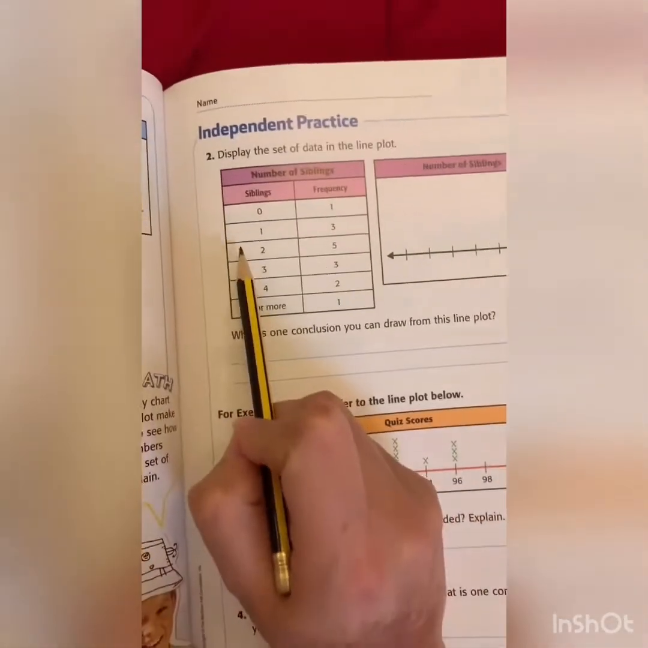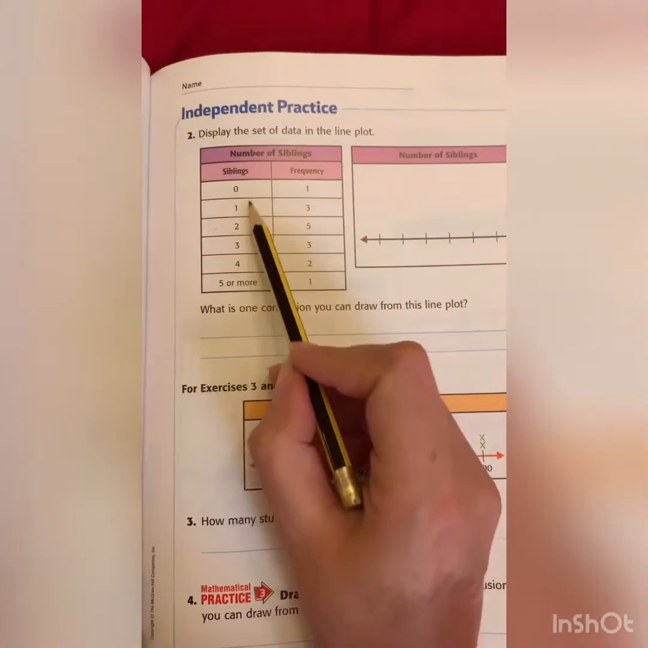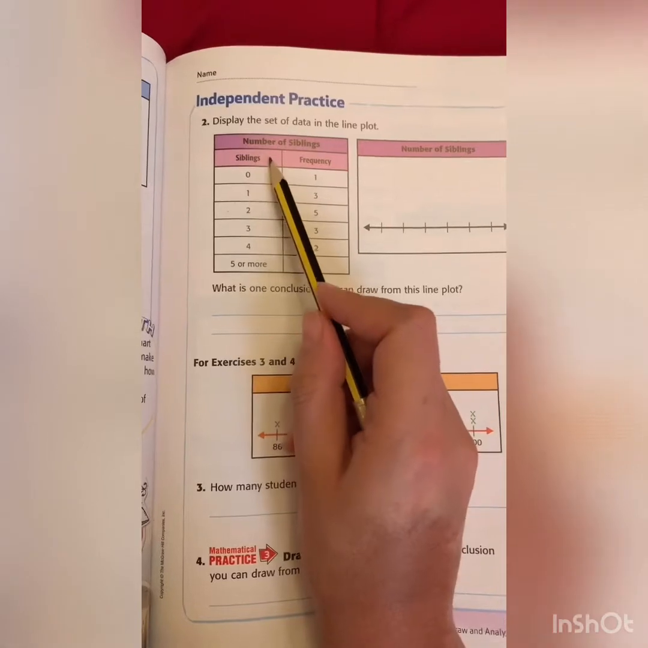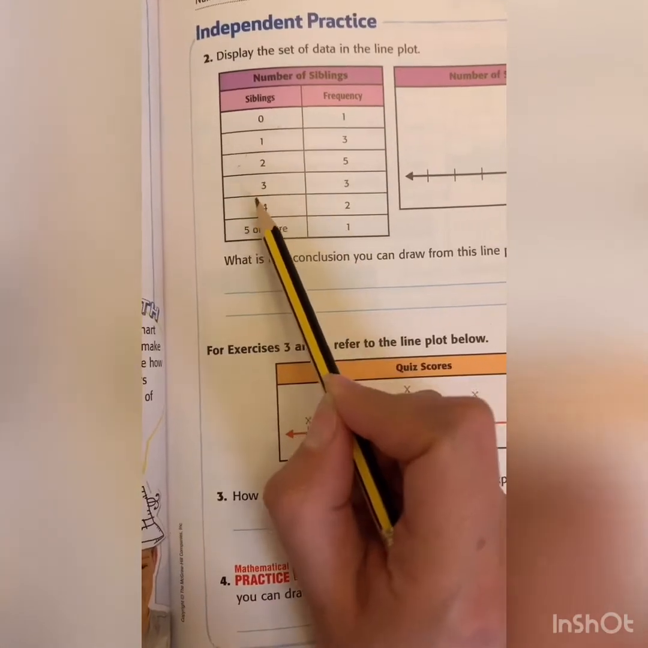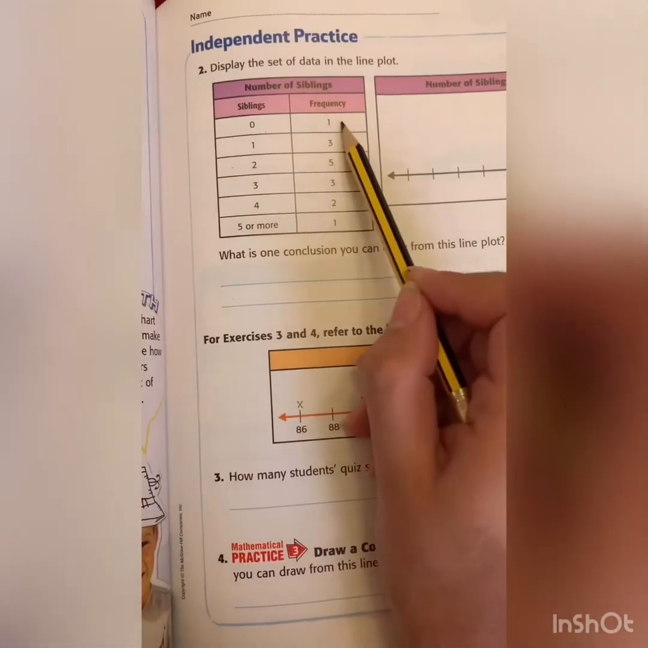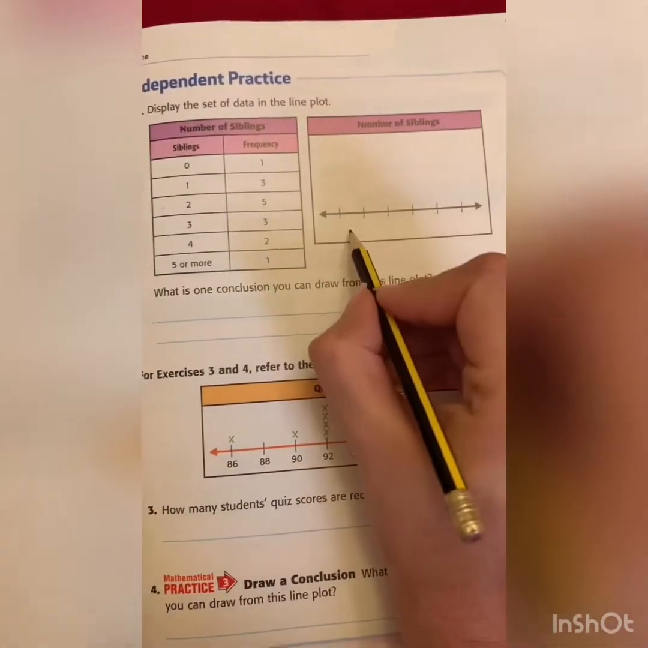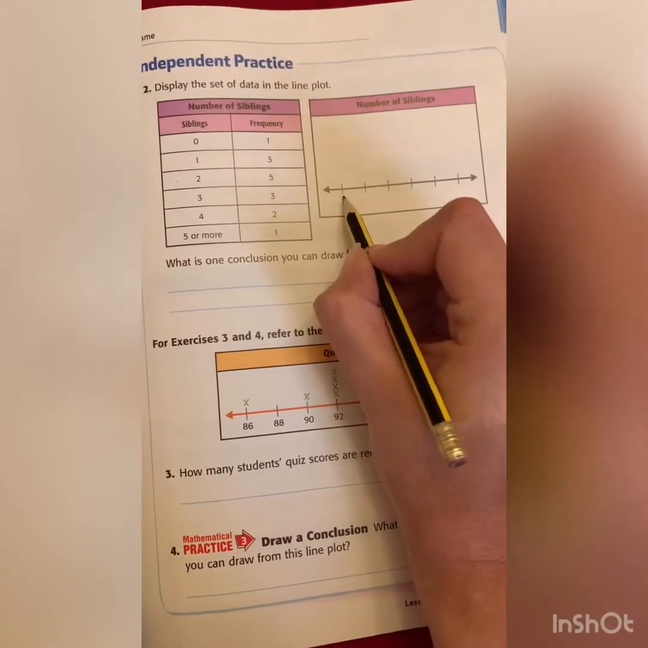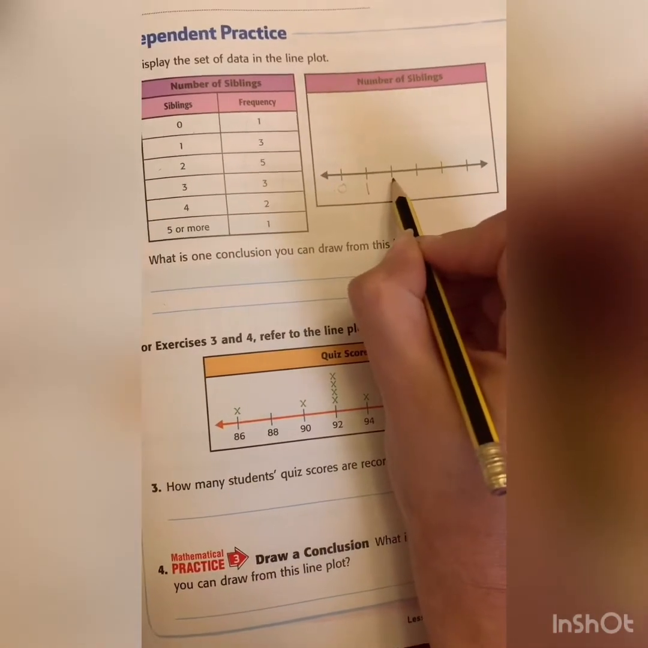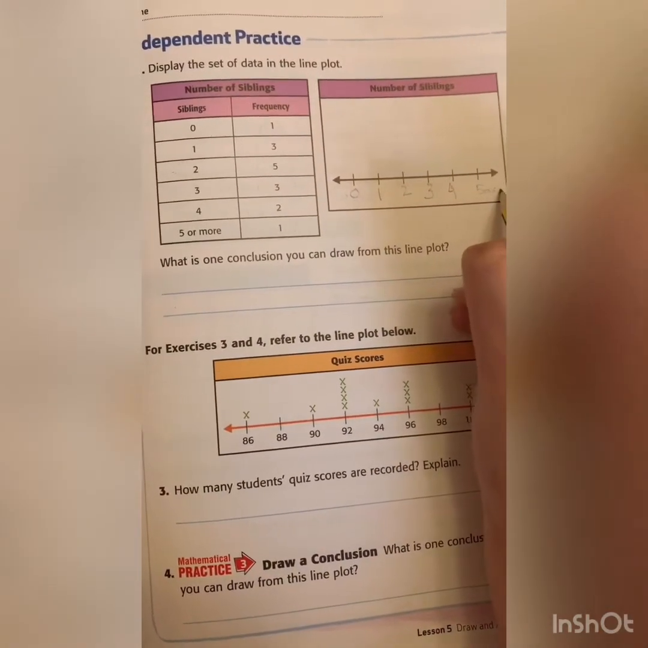Let's go to page 717. I'm going to solve this question with you, and the rest are going to be the same. So here the data we have is the number of siblings: 0 siblings, 1 sibling, 2 siblings, 3, 4, and 5 and more. The frequency is what we're going to interpret by X's. I'm going to start labeling the number line with the number of siblings we have. We start from 0, 1, 2, 3, 4, and here we write 5 or more.